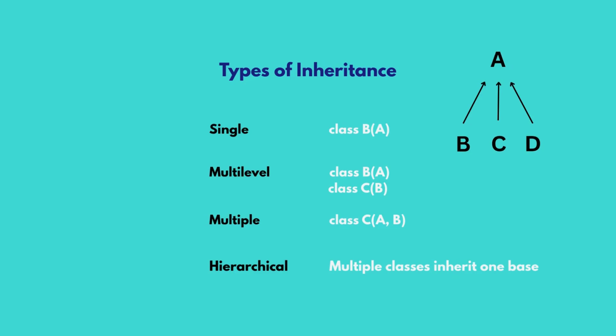Hierarchical inheritance means that one class is inherited in multiple classes. Okay, so for example, I have this class A, this is inherited inside B, this is inherited inside C as well, this is inherited inside D as well. Okay, so this is hierarchical inheritance.